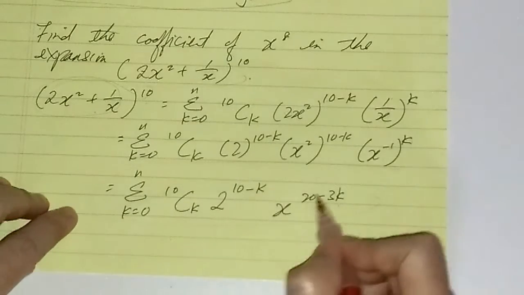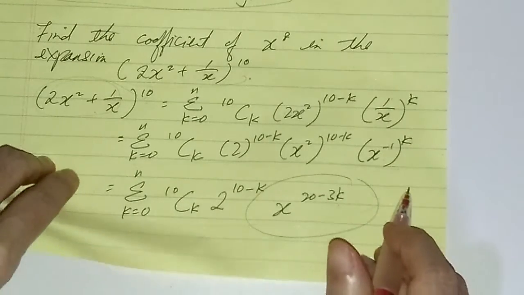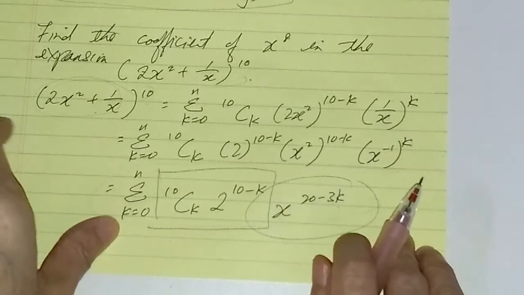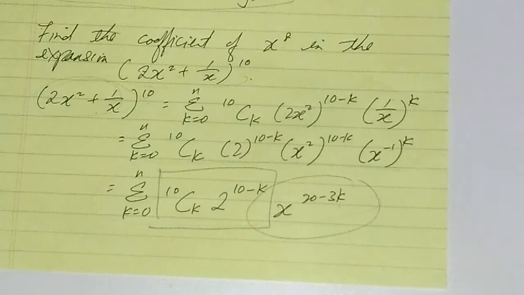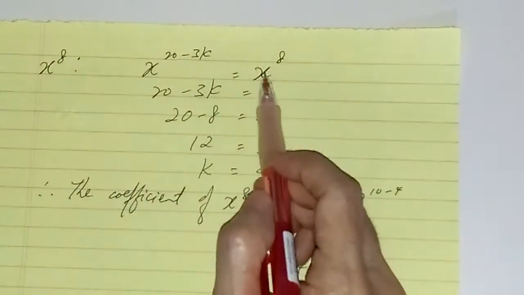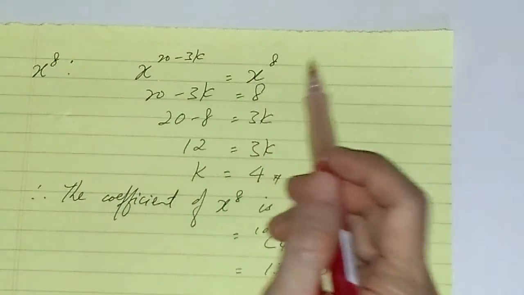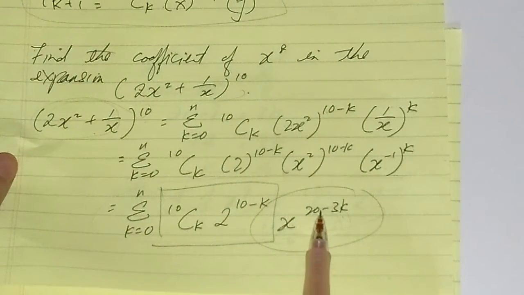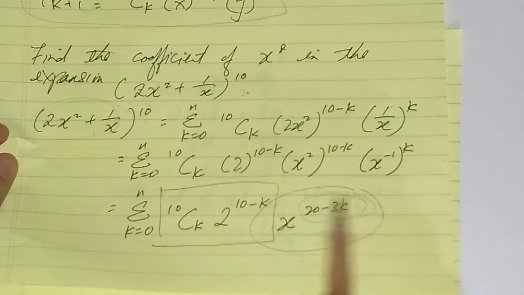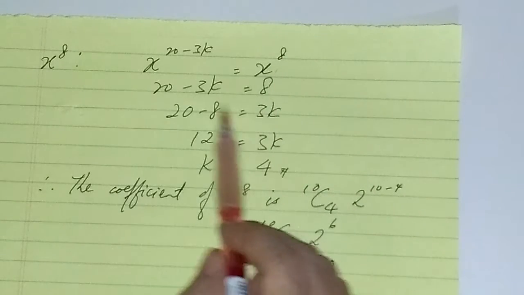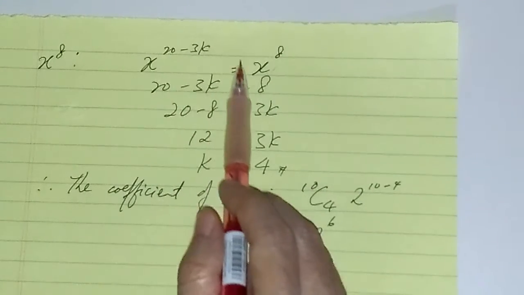And then from here we can tell this is the power for the x, and this part is the constant. The constant part is the coefficient of the x term. So if we are after x to the power of 8, I want power 8. I have already tidied up, put all the x together, the like terms together. So x to the power 20 minus 3k. I want this to be 8. So I know when I want x to the power 8, 20 minus 3k is 8.